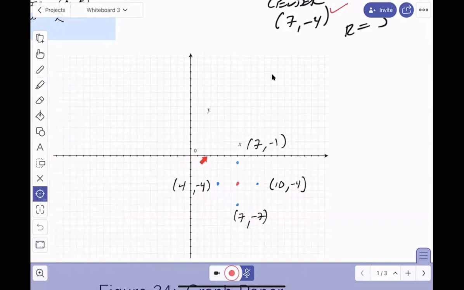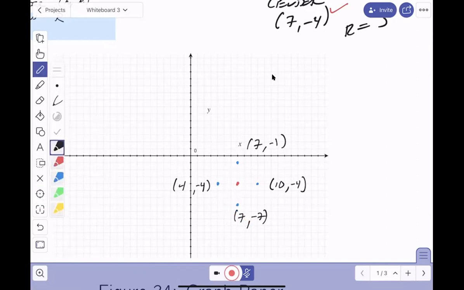So 1, 2, 3, 4, 5, 6, 7, and then 1 down. And that seems reasonable. Next one, 7 over, and then it says I should go 7 down. Let's see if that's true. 1, 2, 3, 4, 5, 6, 7. Looks beautiful.